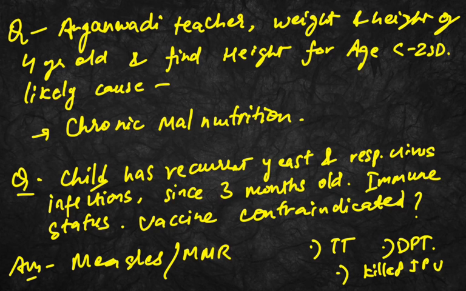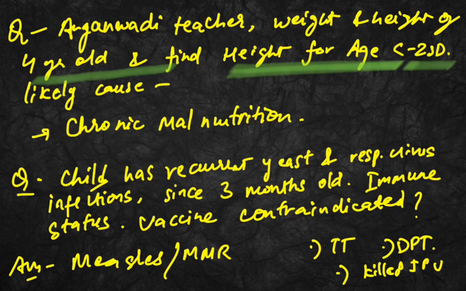Now, an Anganwadi teacher is taking the weight and height of a 4-year-old and finds that height for age is -2 standard deviations. Among the likely causes, chronic malnutrition is the likely cause.